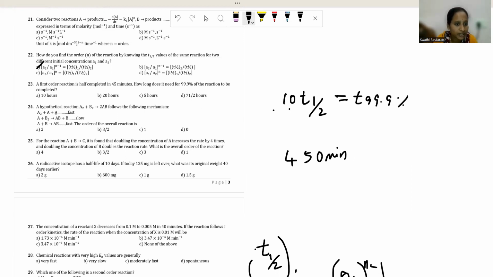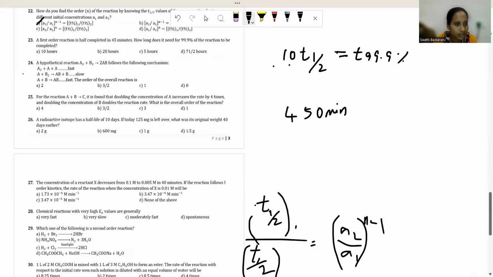Okay. Now the next question, that is question 24. A hypothetical reaction A2 plus B2 giving rise to 2AB follows the following mechanism. So here they have given a complex reaction for which the mechanism is being given. The first step is A2 giving rise to A plus A. So that's a fast step. A plus B2 giving rise to AB plus B, that's a slow step. And after that, once again, it's a fast step.